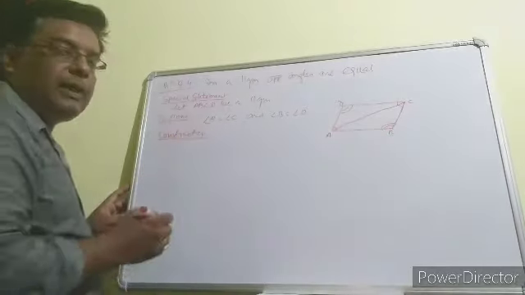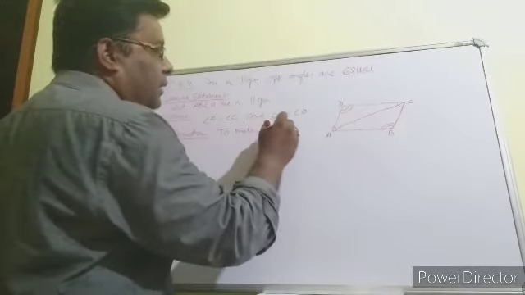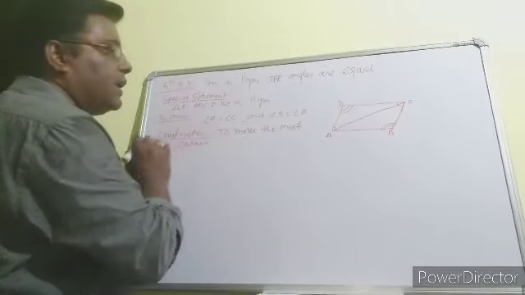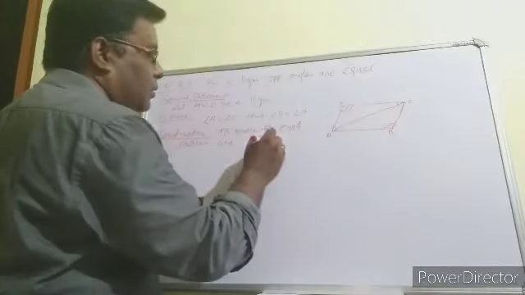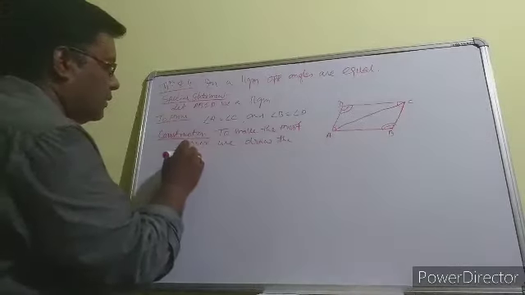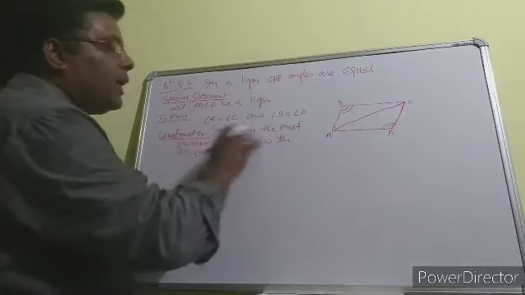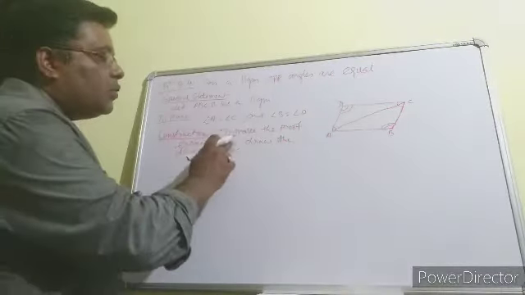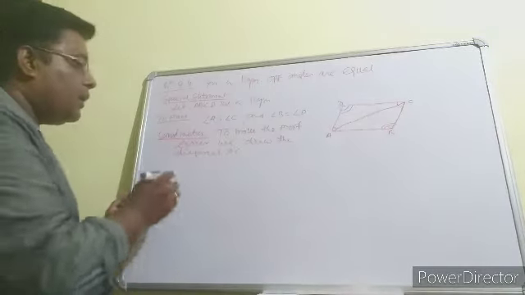To make the proof easier, we draw the diagonal AC, or simply write we join AC. Same thing. In the previous sum we wrote only we join AC, and here we write we draw the diagonal AC. So now the proof.